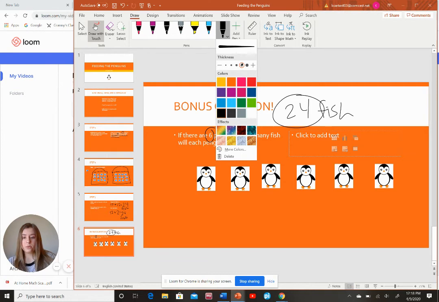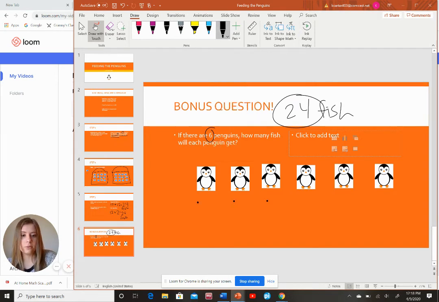Okay, and since we have 24 and I want to give each penguin an equal amount, I'm going to start just giving each penguin 1 until I run out. Because if I gave like 8 to the first one, I might have to give less to the rest of them, and I don't want to do that. So I'm just going to do it one by one. All right, so I'm going to count up to 24. So 1, 2, 3, 4, 5, 6, 7, 8, 9, 10, 11, 12, 13, 14, 15, 16, 17, 18, 19, 20, 21, 22, 23, 24. And luckily, they all ended up with an equal amount.